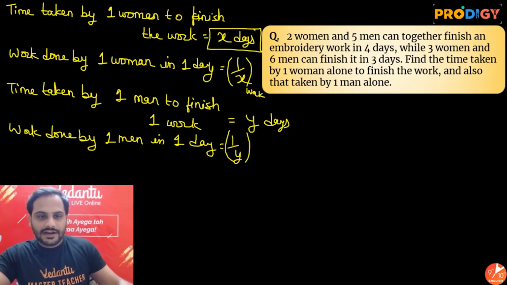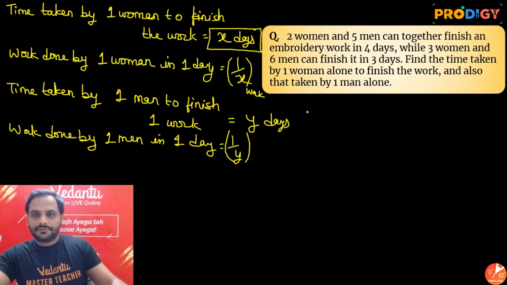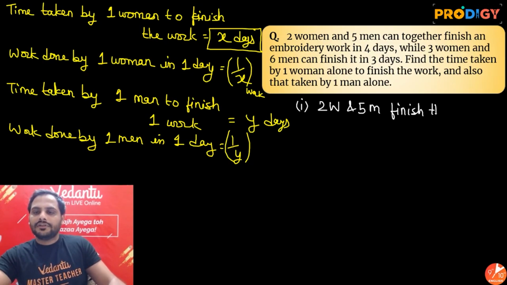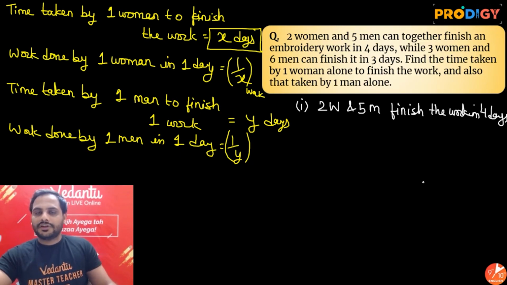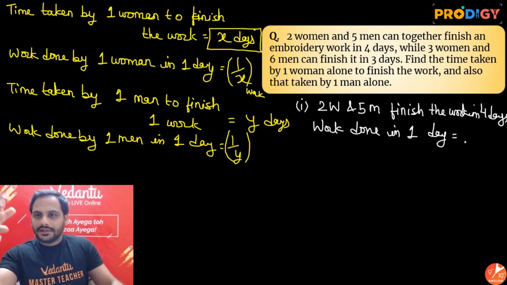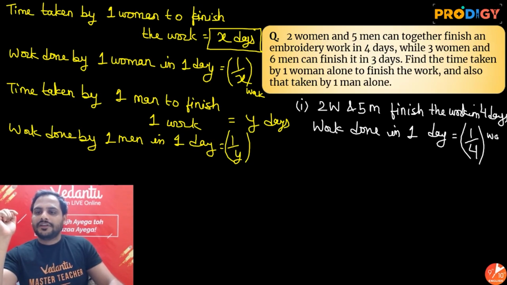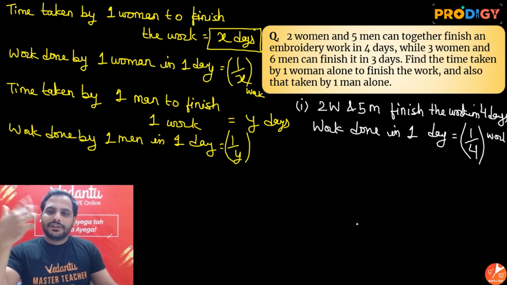ठीक है? अब देखो बेटा, let's start with case 1. 2 women and 5 men finish the work in 4 days. In 4 days they are finishing the work. So work done in 1 day by them. How much work they are doing? So together they are completing the work in 4 days, so in 1 day they will complete 1 by 4th of the work. Yes or no?